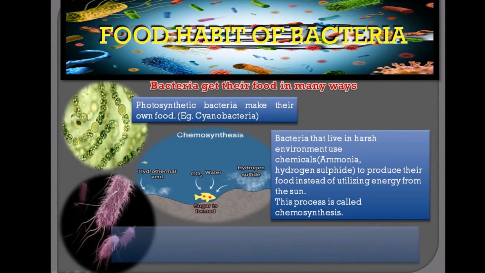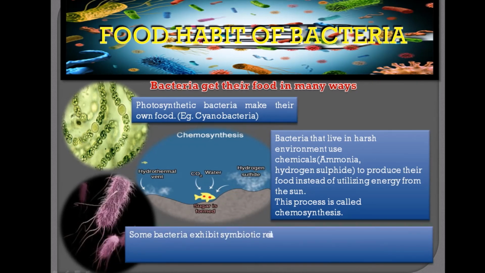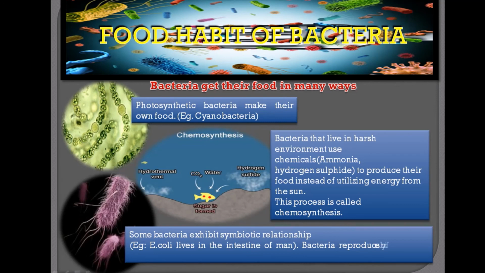Some bacteria like E. coli exhibit a symbiotic relationship. This bacterium E. coli lives in the intestine of man and reproduces by fission, either binary or multiple fission.